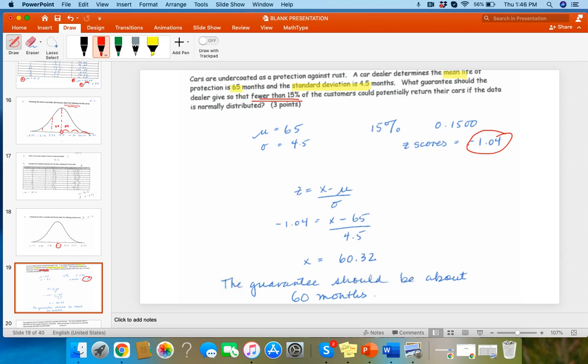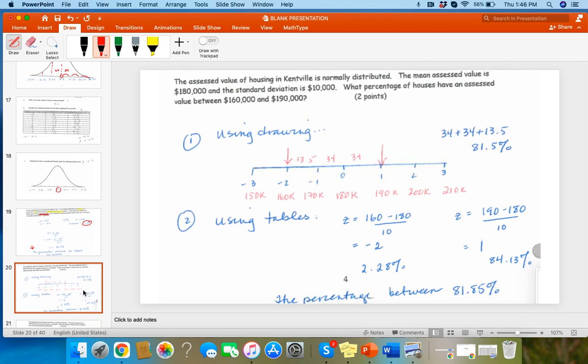If you look it up, you'll realize that it's negative 1.04. Plopping the numbers in so that you can find what x is, it turns out that x would have to be 60.32. Now, when it comes time, remember, you have to put a sentence to finish, and there's not a single car company that's going to say it's 60.3. They're going to round it, and they're going to round it down. So the guarantee should be about 60 months. You could have also said 5 years if you chose to as well.